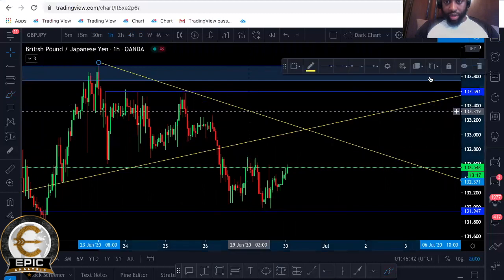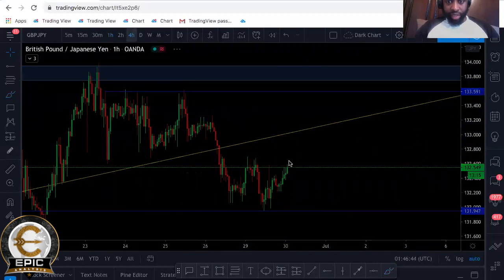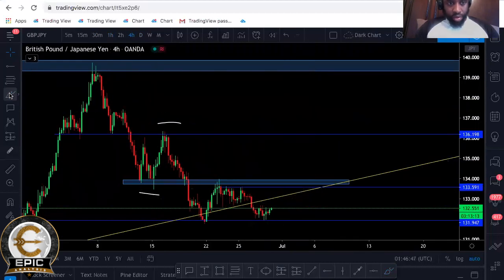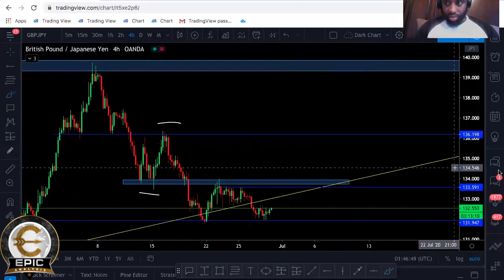All right. But to be safe, if you want to wait, either wait for a deeper correction or wait for price to break this support.